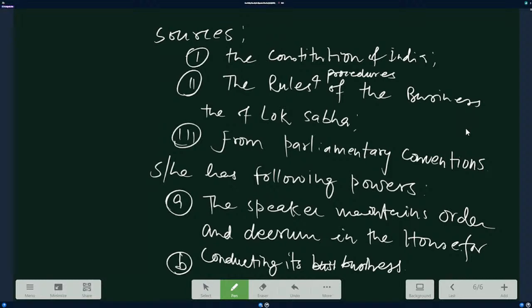Sir, please repeat the last point. What was the last point? He is the final interpreter of the Constitution of India, its clause and business of the House. The final spokesperson will tell someone, okay, you go out of the House, then you have to go out of the House. Final spokesperson means he will say you speak, then you speak.